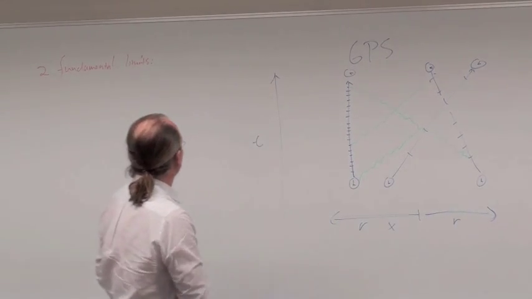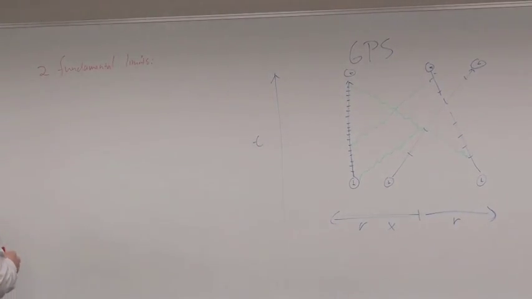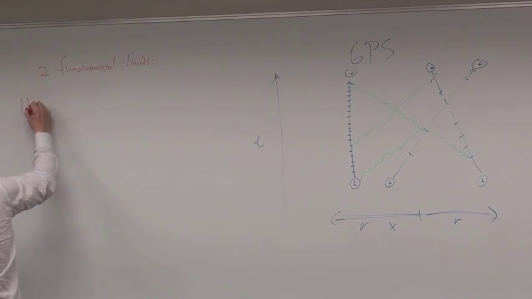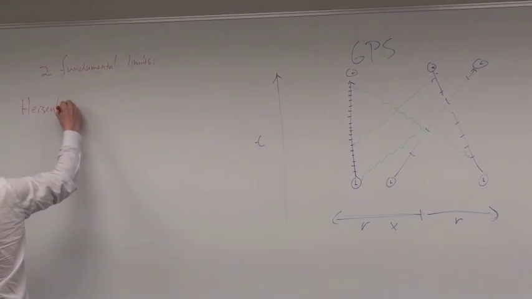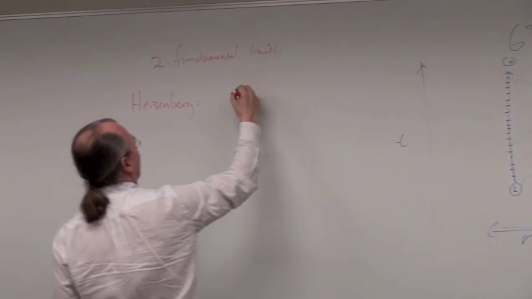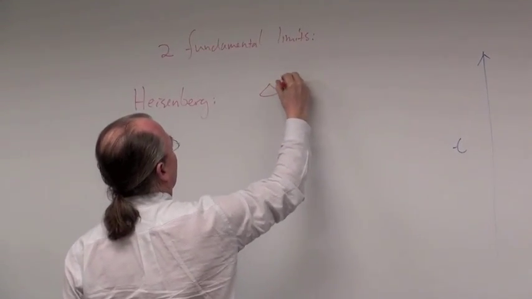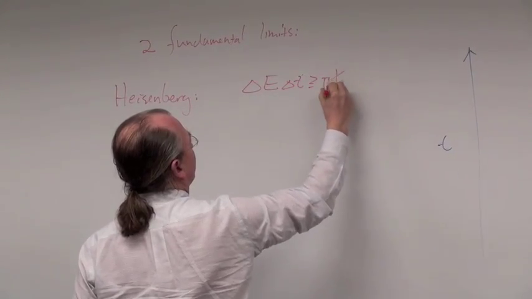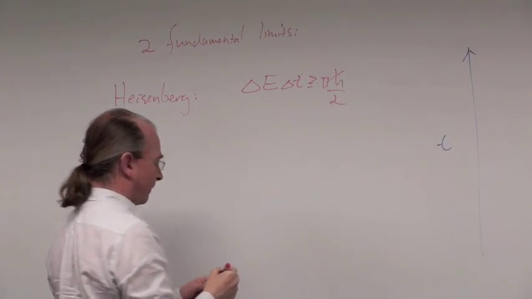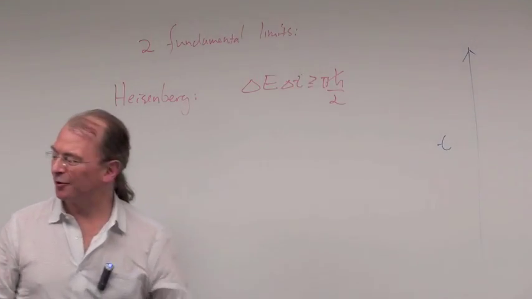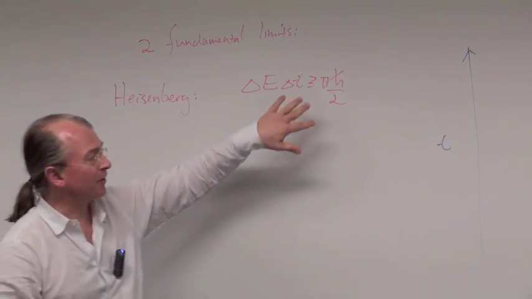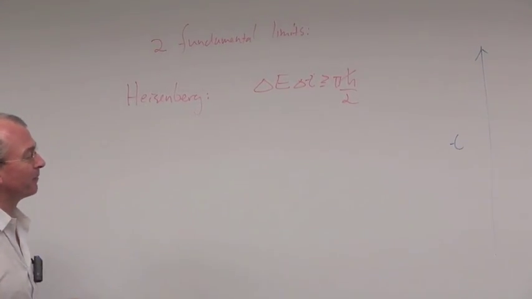And to do that, there are two famous limits for how fast clocks can tick and detectors can click. The first one is the so-called Heisenberg limit, because it was basically written down by Heisenberg, and it says delta E delta T is greater than or equal to pi h bar over 2. I mean, normally it's something like h bar over 2, but clocks are discrete systems. They have a discrete set of states, and for discrete systems, there's a pi over 2 in this.